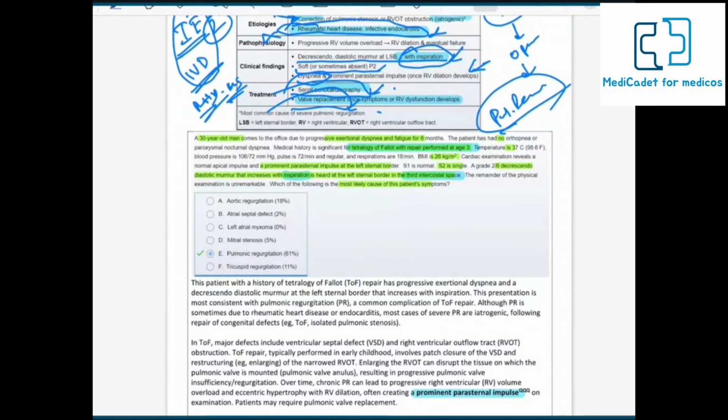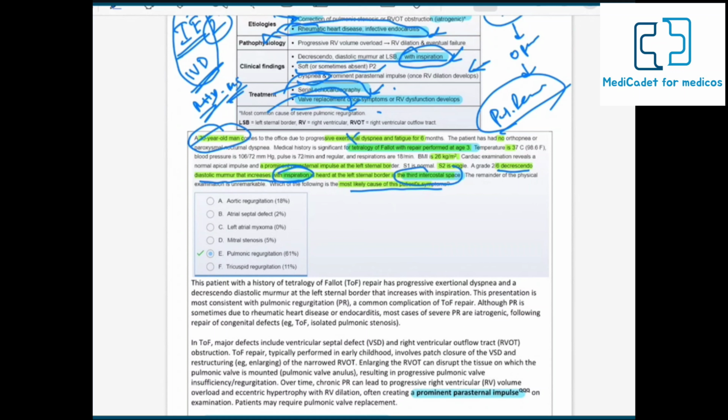So we'll see this question. What is the most common cause of this patient's symptom? It is a 30-year-old man. He came in with symptoms of dyspnea. Symptoms are as usual vague. Let's go for the next clue, which is the murmur. The murmur is a decrescendo type of diastolic murmur with inspiration.